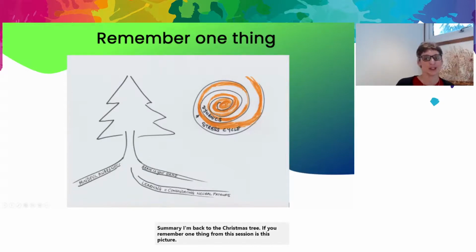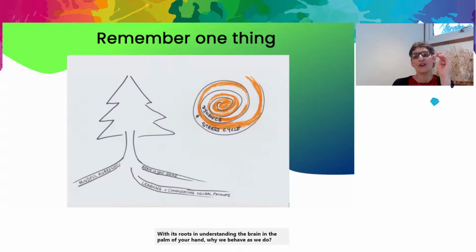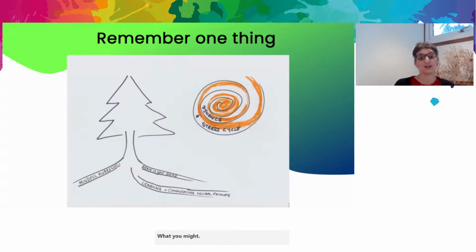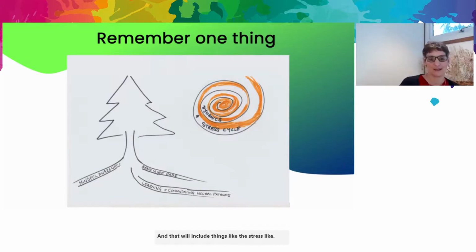The Christmas tree, very simply, with its roots in understanding the brain in the palm of your hand, why we behave as we do, what you might gain from having a strong mindful awareness muscle, being aware that out there is this vortex of dynamics which will go on, and that will include things like the stress cycle, which will add to the complexity. And that what I'm really talking about is learning.